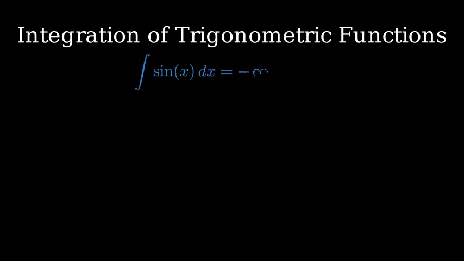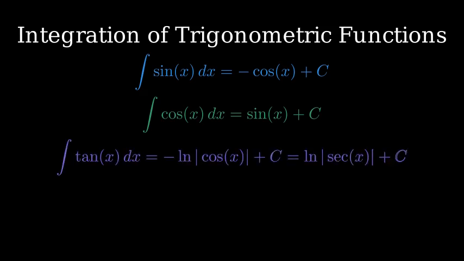The integral of sine x dx equals negative cosine x plus c. The integral of cosine x dx equals sine x plus c. The integral of tangent x dx equals negative natural log of the absolute value of cosine x plus c, which can also be written as natural log of the absolute value of secant x plus c. The integral of cotangent x dx equals natural log of the absolute value of sine x plus c.